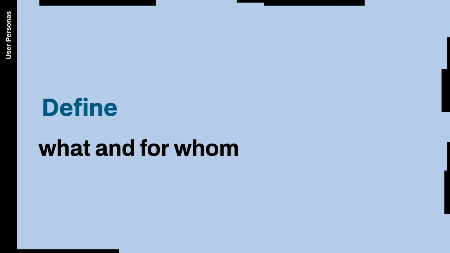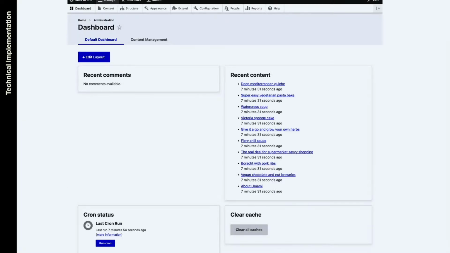So this is what we need to define, what and for whom. This is an example of what we have already. When you log in, you will get to this dashboard. In this case, this is an admin user, so it has two different dashboards. The default dashboard, which is the first one, is the administrator one. Then you have the content management dashboard, and in this example, we can do admin stuff.